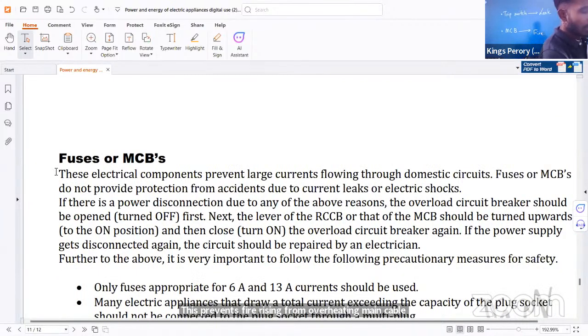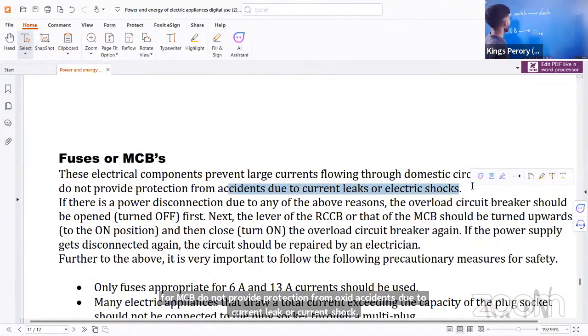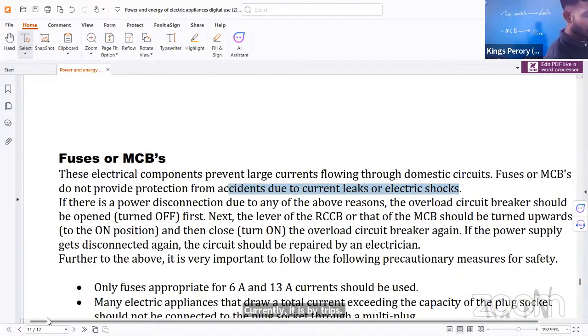Fuses and MCB. These electric components prevent large current flowing through domestic circuit. Fuses or MCB do not provide protection from accidents due to current leak or current shock. Current leak is by trip switch. Large current is MCB.